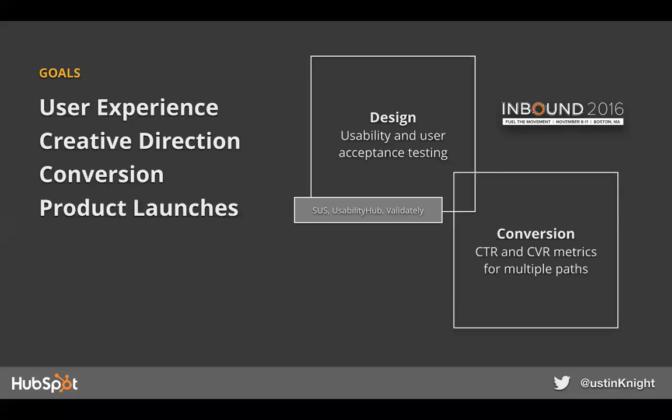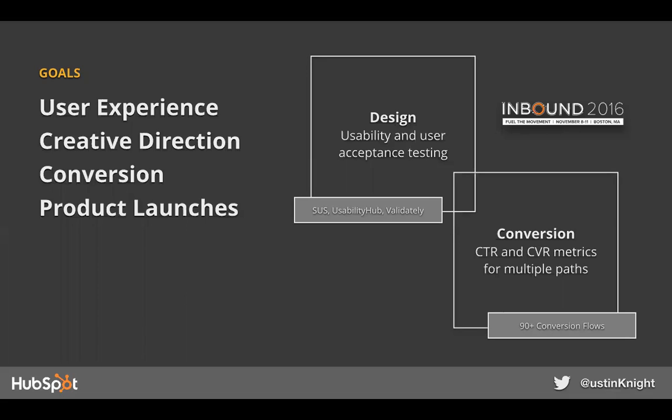So we were running SUS, Usability Hub, Validately to make sure that we were taking the design in the right direction. And we were tracking over 90 different unique conversion flows. And we set increase percentages and metrics against each one of those conversion flows uniquely based off of how much we thought we could increase the conversion for each flow. And that would basically be our goal. So very hard metrics that we were focusing on.